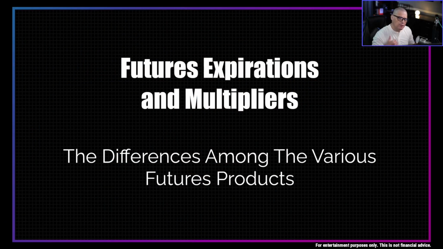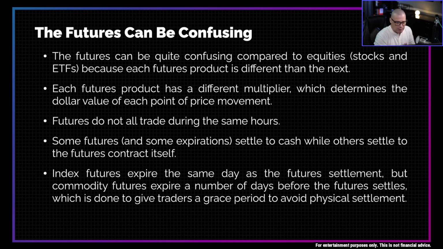So today we're talking about futures, expirations, and multipliers. We're going to talk about the differences among the various futures products. Futures can be quite confusing compared to equities like stocks and ETFs because each futures product is different than the next futures product. Each futures product has a different multiplier, which determines the dollar value of each point of price movement.